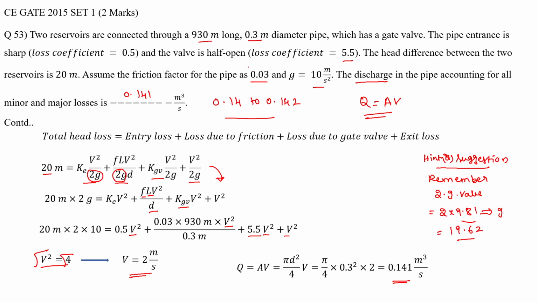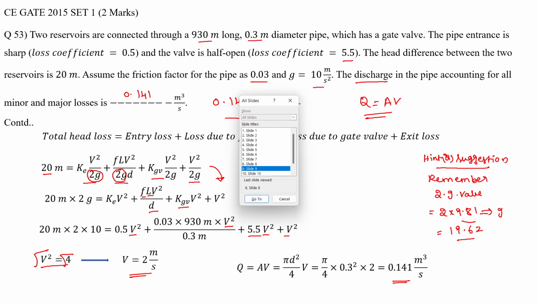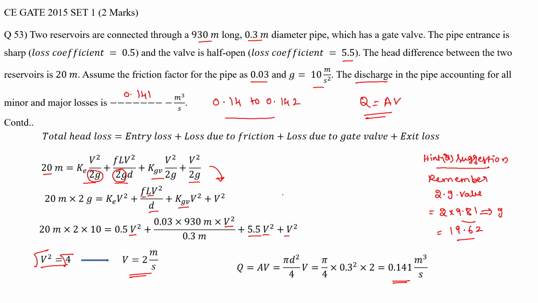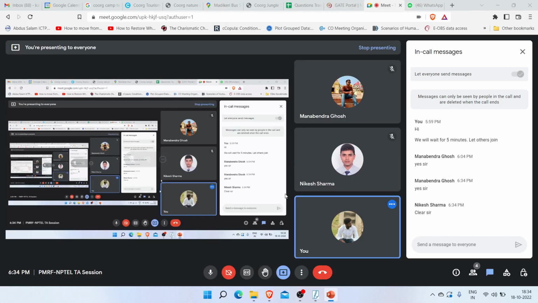Okay, is it clear? Is it clear, or did I make you more confused? Did I confuse you? Yes, sir. Nikesh, Ghosh, is it clear? Yeah, thank you, thank you.